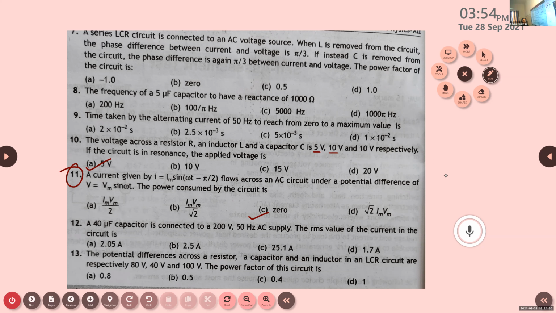In the case of an inductor or also a capacitor, the average power is equal to 0, so the answer is 0. The exact reason is that the current and the voltage are out of phase by 90 degrees, so the power consumed by the circuit is cos 90, which is equal to 0. Now the 12th question.